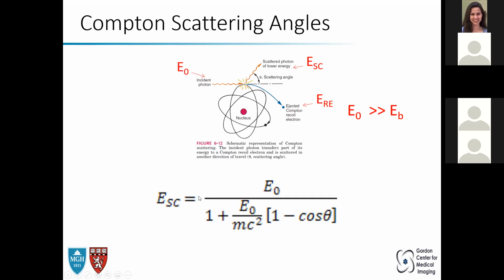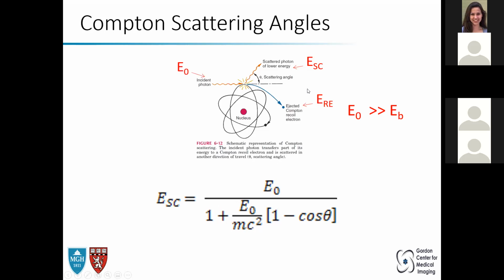Now, what angle would equal the maximum amount of energy loss? So what angle would end up with the smallest E scatter? 90 degrees. Well, 90 will give you a lot of it, right? Because at 90 this will go to 0, and you'll have E naught over 1 plus E naught over MC squared. But if you scatter completely reverse direction and have a 180 degree scatter, right? Cosine of 180 will be -1. So we'll have E naught over 1 plus 2 times E naught over MC squared.